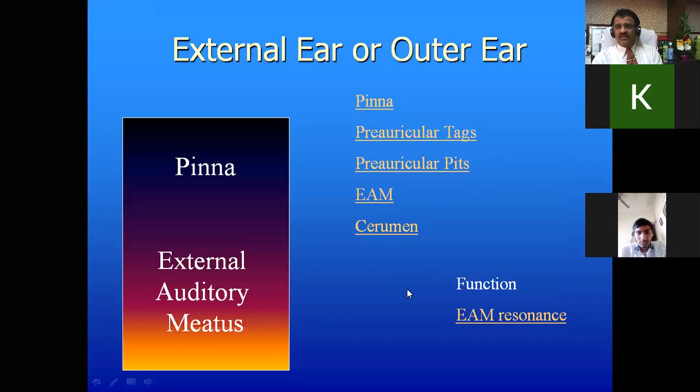Cerumen means it is a wax-like secretion which is secreted by ceruminous glands which are present in the external ear. If you put your finger inside your ear, you can feel an oily, sticky substance, and that is required for natural protection of your ears.